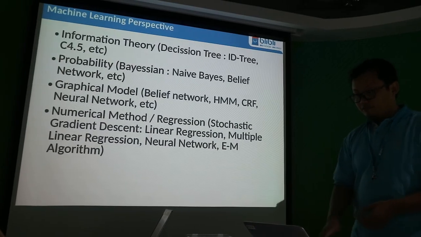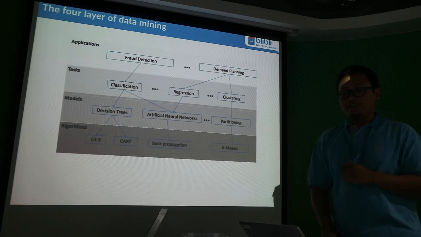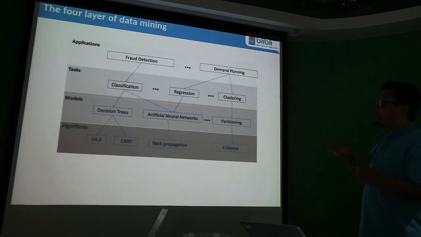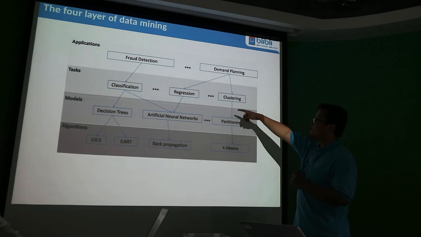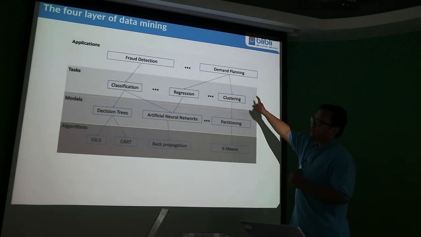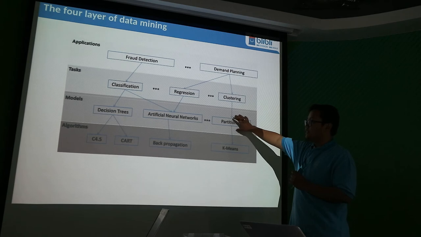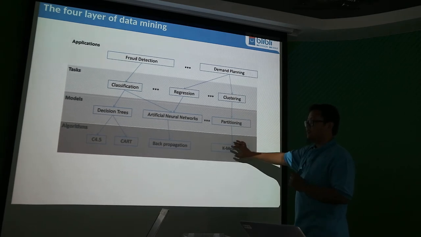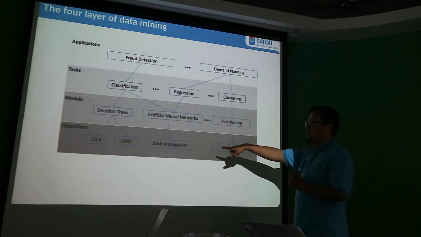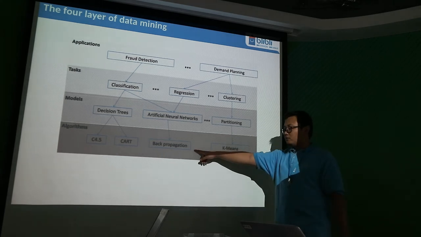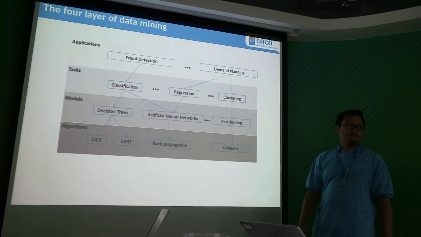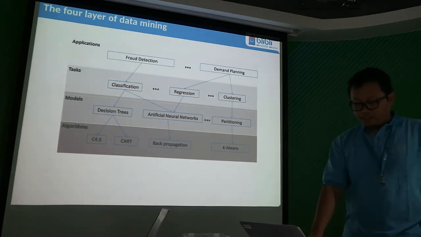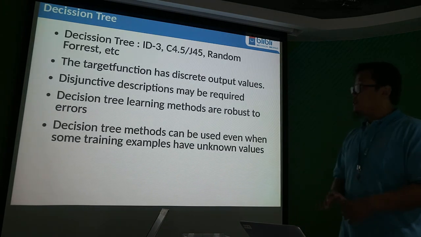Okay, sorry, double slide. This is from another reference about the four layers of data mining. This is the application, this is the task: classification, regression, or clustering. And this is the model: a tree, artificial neural network, or partition. And this is the algorithm, maybe C4.5, ID3, backpropagation, or deep neural network, and this is K-means or something like that. And now, the first method is the decision tree.